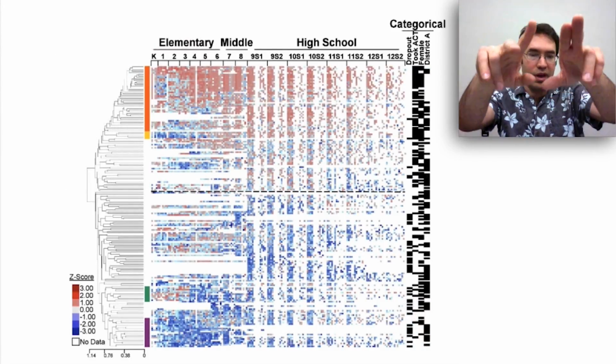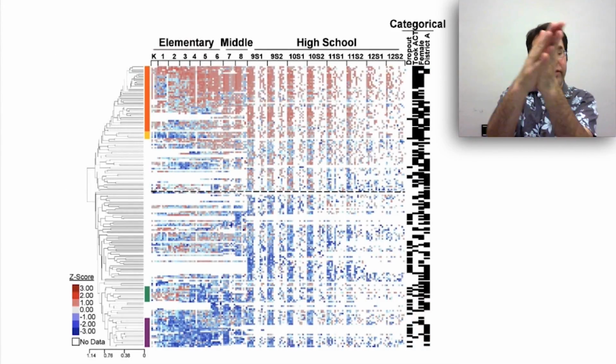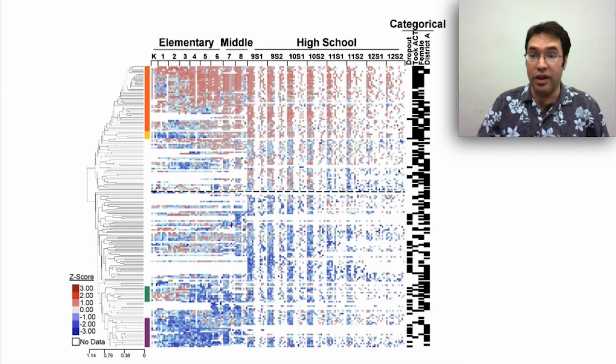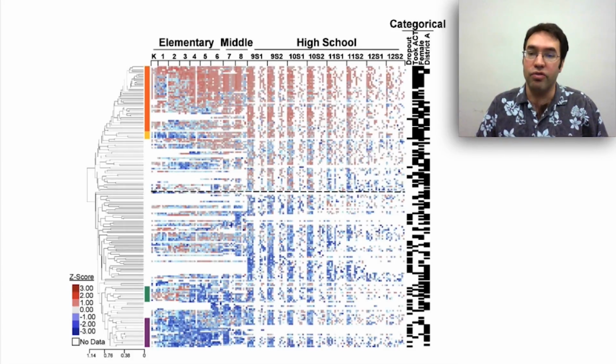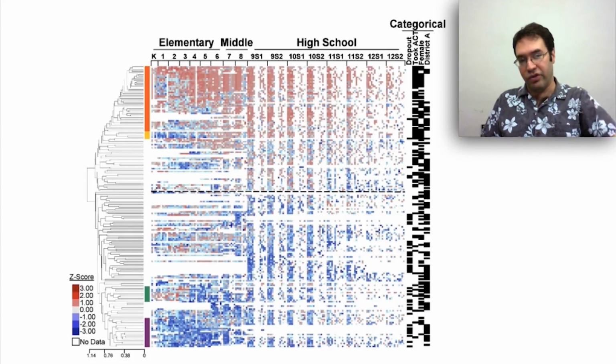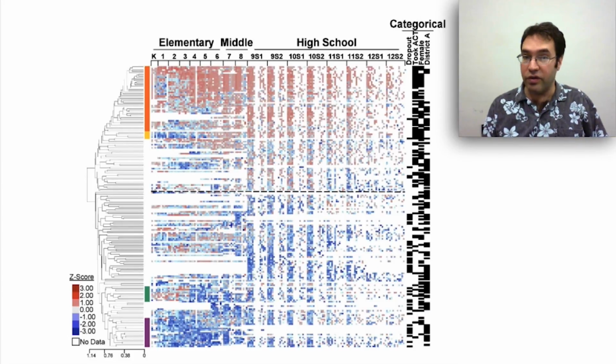It's a little complex, but let me help you break it down. If you go from left to right, you'll see student grades: elementary, middle, and high school. And on the far right, you'll see whether the students dropped out or whether they took the ACT college entrance exam. From top to bottom, you see lines for different students, and each line represents a different student in his dataset.